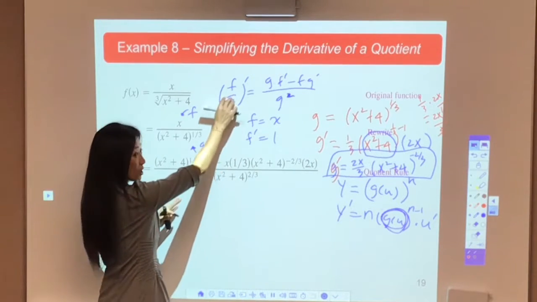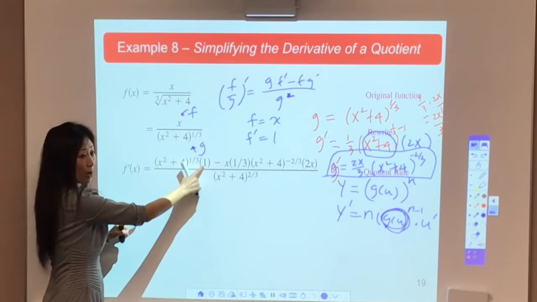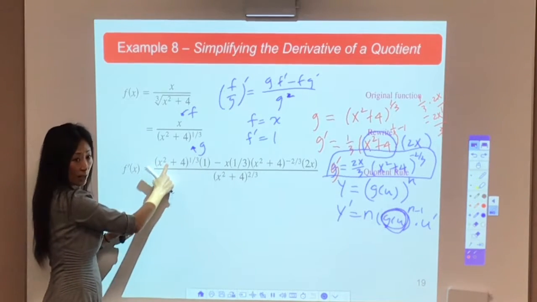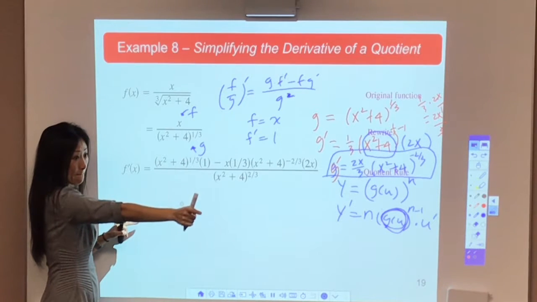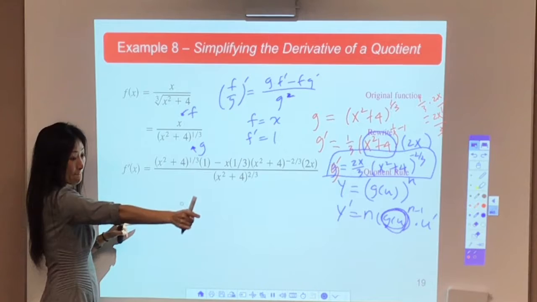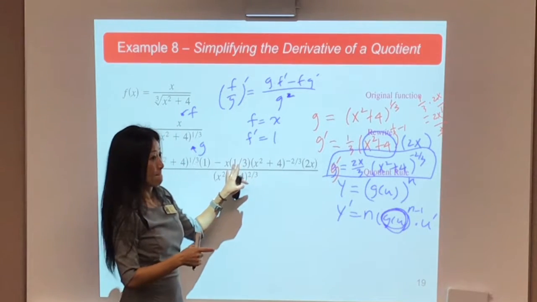Plug it into your quotient rule. So what does the quotient rule say? G times F prime. This is your G, does everybody agree? F prime? Yes. Do we have to do it the long way over here? Yeah, that's kind of long.